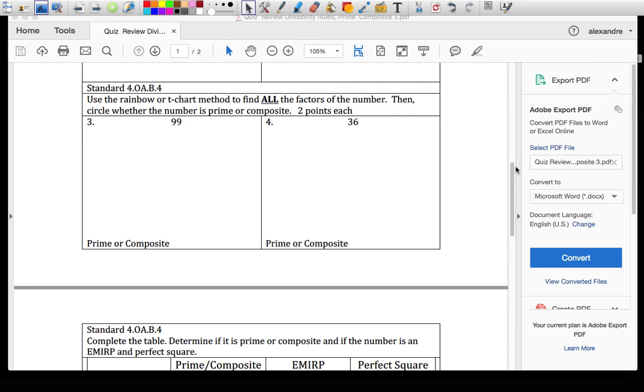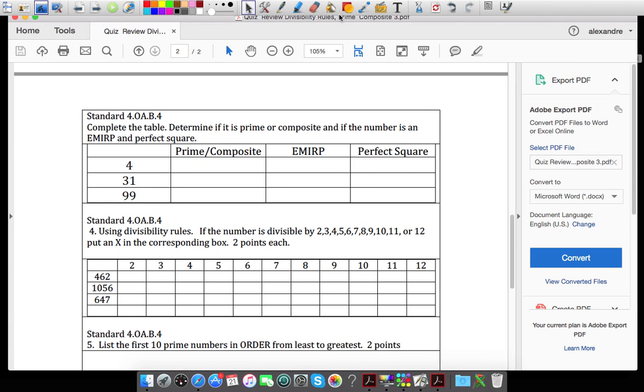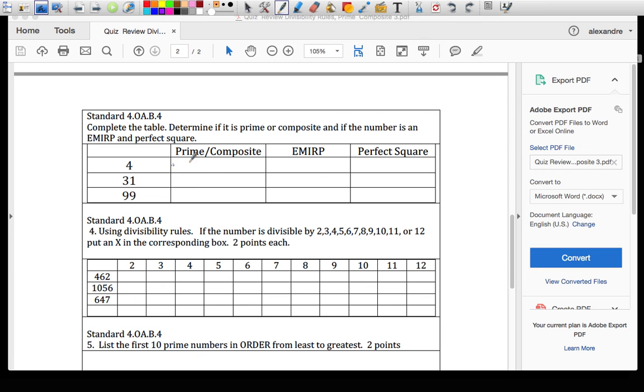So there you go. We did this in class on Wednesday, so some of you might remember this from class. You want to determine if the number is prime, composite, an emirp, or a perfect square. 4 is definitely composite, so you can write just C for composite. Is it an emirp? No, it's not prime to begin with, so definitely no.